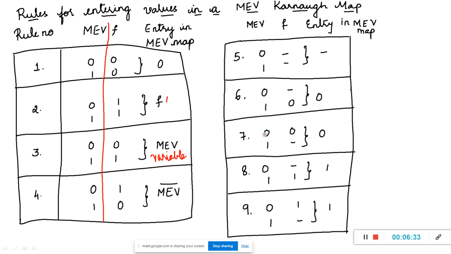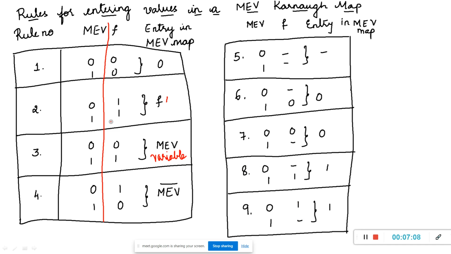Next, the MEV variable is 0, 1, the function is 0 and dash, don't care, dash means don't care, and the entry in the MEV map will be 0. Then the 8th rule: the MEV variable is 0 and 1, the function value is don't care and 1, so the entry in the MEV map will be 1. Next, if the MEV variable is 0, 1 and the function value is 1 and don't care, the entry in the MEV map will be 1.